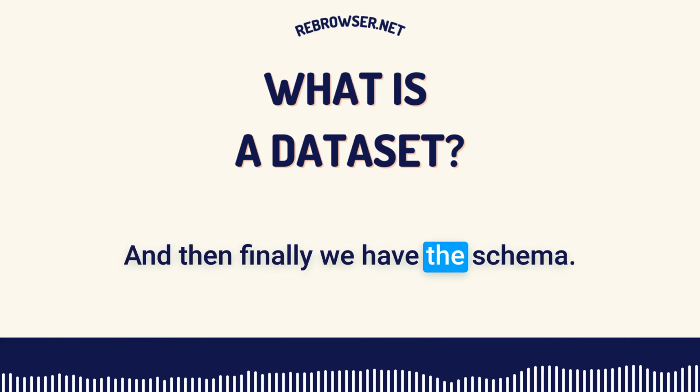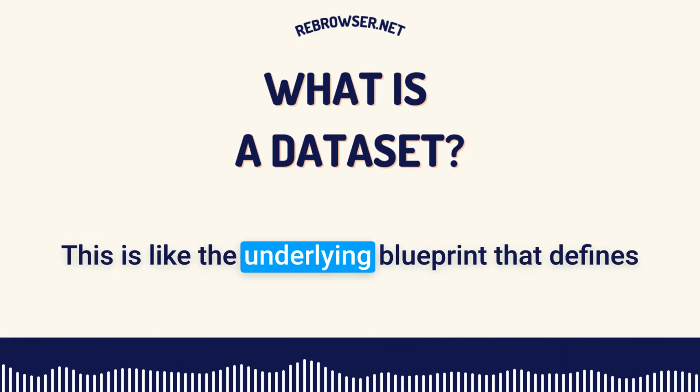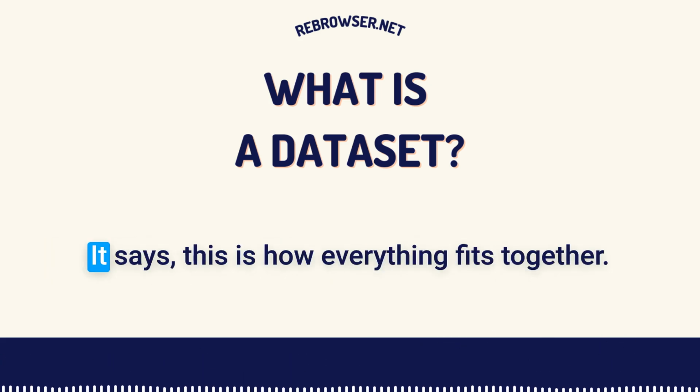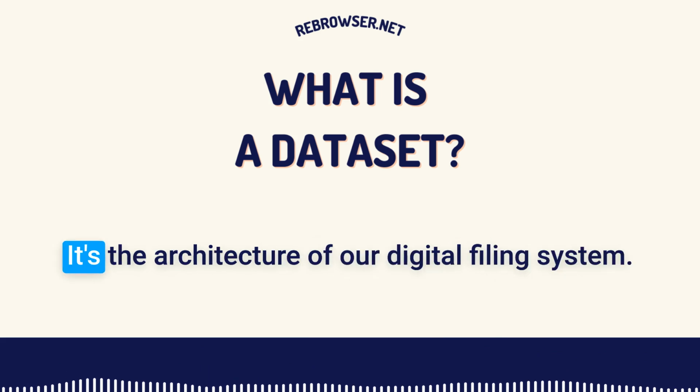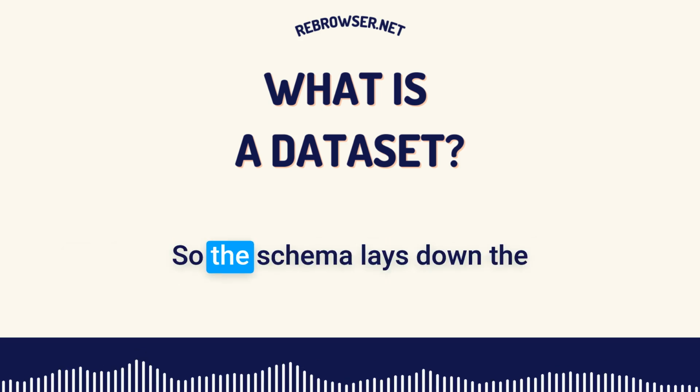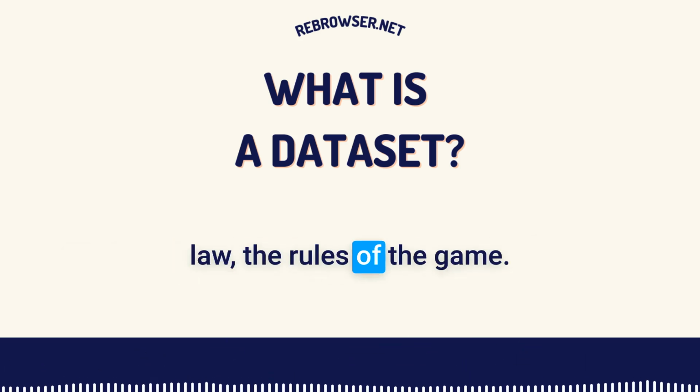Right. And then finally, we have the schema. This is like the underlying blueprint that defines how all that data is organized within the data set. It says this is how everything fits together. It's the architecture of our digital filing system. Got it. So the schema lays down the law, the rules of the game.